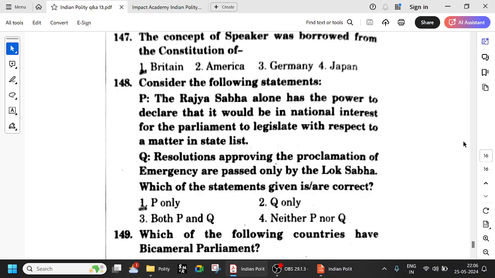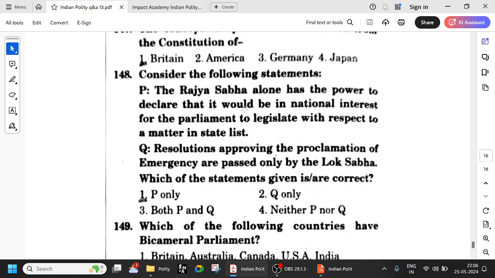Okay, consider the following statements. The Rajya Sabha alone has the power to declare that it would be in the national interest for the Parliament to legislate with respect to matters of the state list. This is very important. Okay. So when it comes to giving power for the Parliament to legislate with respect to matters in the state list, or asking the Parliament to create a new All India Service, that can be done only with the help of Rajya Sabha. If you want to create a new All India Service, it cannot be done by the Lok Sabha. That bill has to be initiated by Rajya Sabha only. So next, so P is correct.